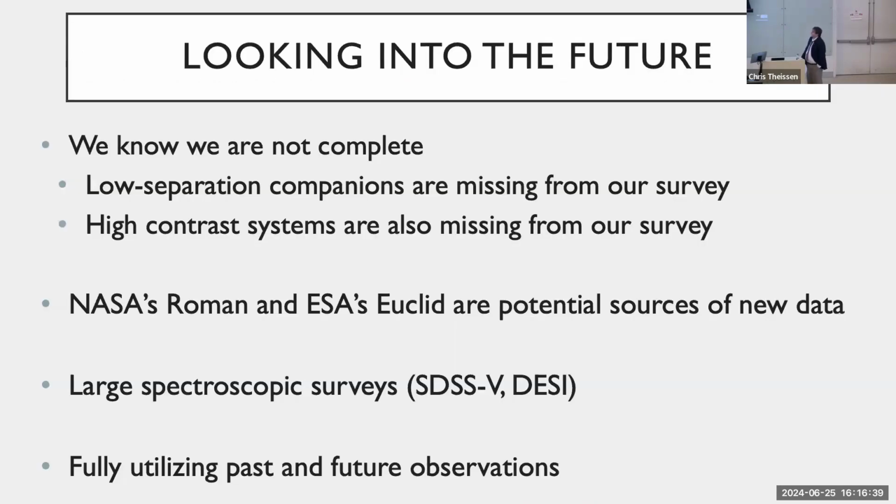I'm going to leave this slide up because I'm out of time and just say that we are not complete. We know we are missing close-in companions, and we know we are probably missing high contrast companions. We're looking forward to the next available telescopes and observatories that are coming online, in great anticipation of what we can find.